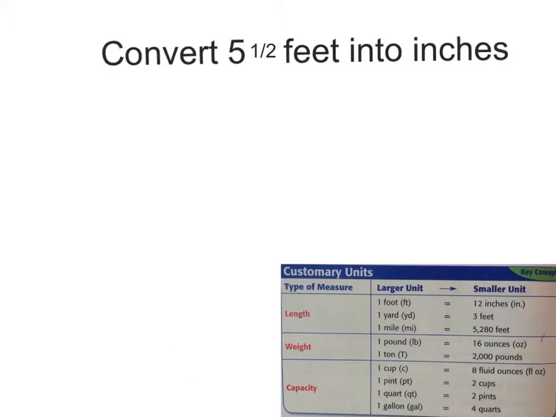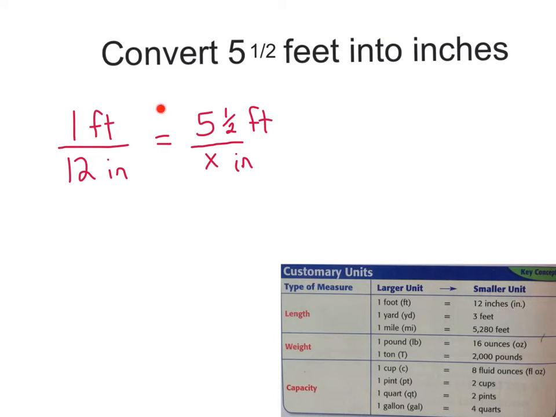So the last one we're going to look at is right here. We're going to convert 5 1/2 feet into inches. So the first thing I did was write out my ratio right here. You notice I did the unit rate first, and then I did the 5 1/2 feet over x inches second. Doesn't matter, it's going to be solved the same way.